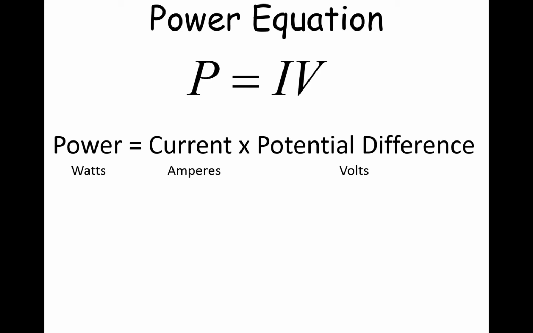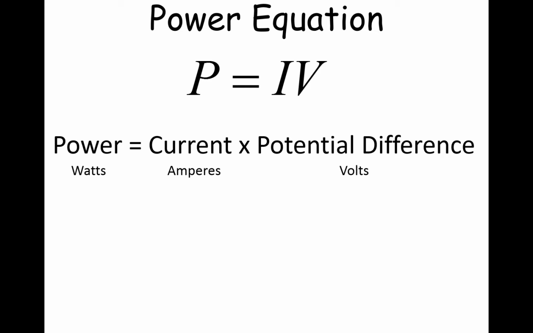Remembering that power is measured in watts, current is measured in amperes or amps, and potential difference is measured in volts. You may have heard of potential difference referred to as voltage in the past, and you may know that the power supply from the mains electricity in the United Kingdom is 230 volts and 13 amps.